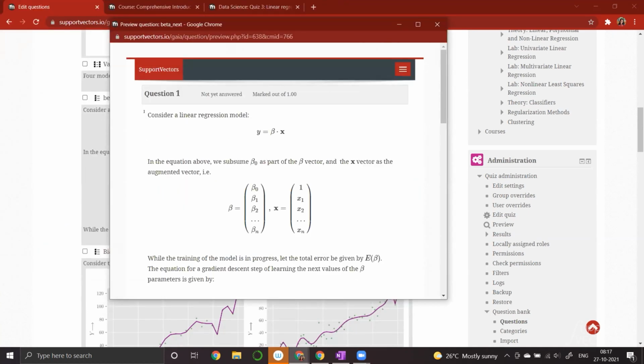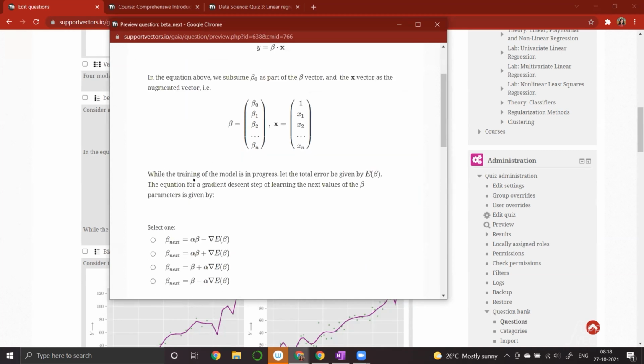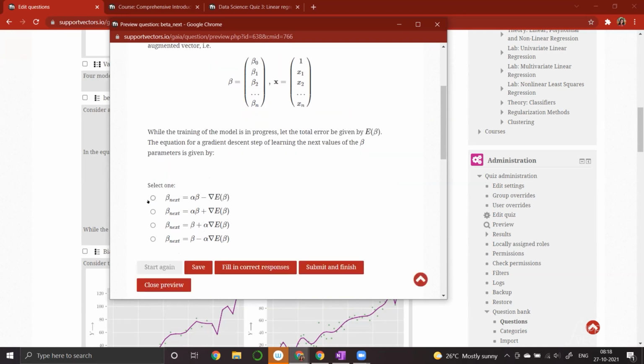Now, consider a linear regression model y equals beta x. In the equation above, we subsume beta naught as part of the beta vector and x vector as the augmented vector. While the training of the model is in progress, let the total error be given by E beta. The equation for a gradient descent step of learning the next values of beta parameters is given by.